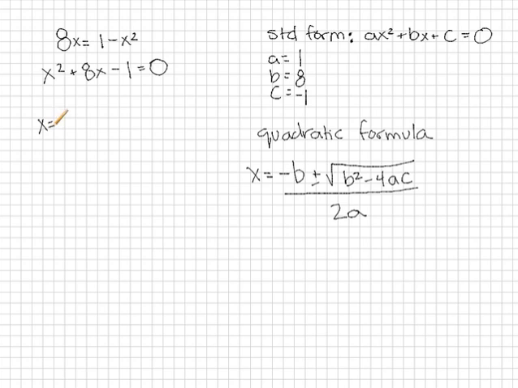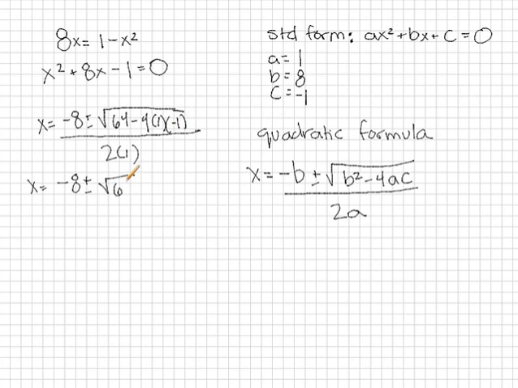So my solutions are x is equal to negative 8 plus or minus the square root of b squared is 64 minus 4 times a is 1, c is negative 1, all over 2a. Simplifying this, I end up with negative 8 plus or minus. This ends up being 64 plus 4, so I get the square root of 68 all over 2.